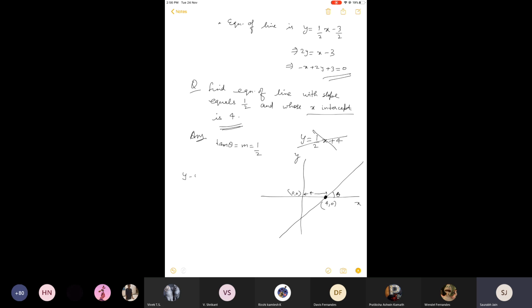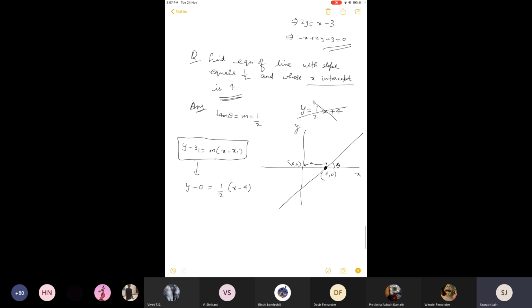And remember, this was the first form. y minus y1 equals m into x minus x1. Now you have the point as well as slope on this line, so you can easily write the equation: y minus 0, slope is 1 by 2, x minus 4. This will be your answer. So 2y equals x minus 4. This is minus x plus 2y plus 4 equals 0.